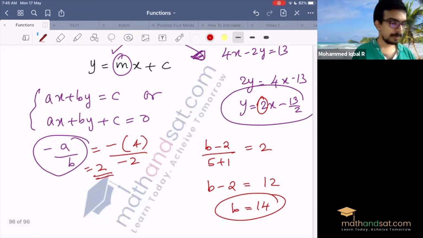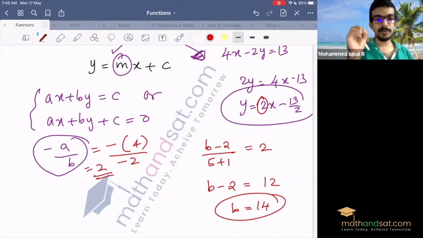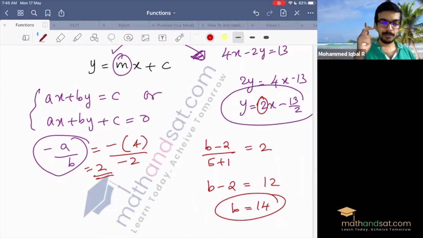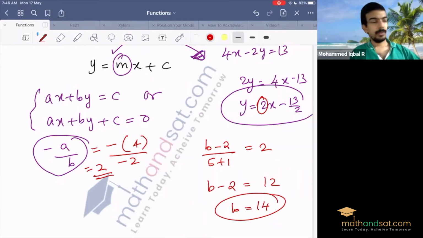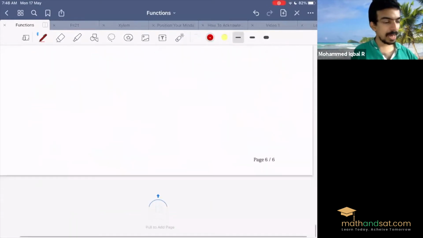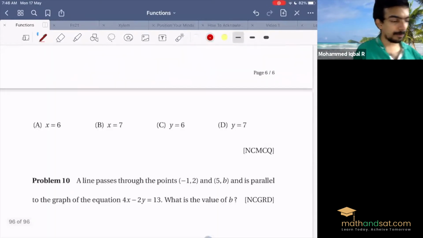This is a very nice question because there are three concepts involved. One, from the equation of a straight line, how will you get the slope? Two, when there are two given points, how will you calculate the slope? Three, if there are two parallel lines, you have to equate the slopes. Got it? So with that, we are moving on to system of linear equations.